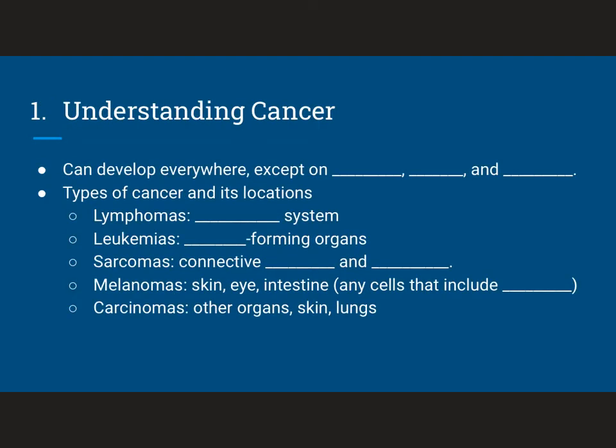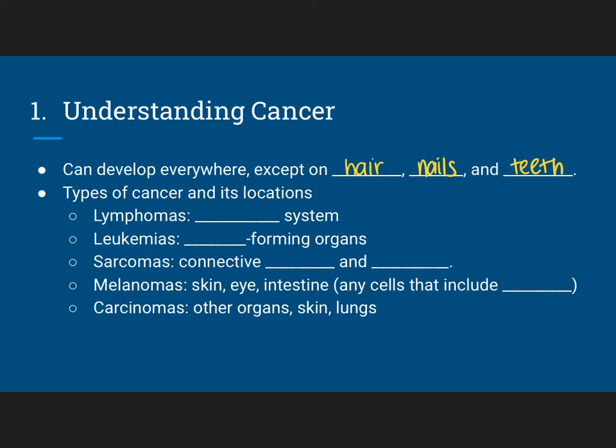First, we need to understand what cancer is and different types of cancer that you can find. Cancer can actually develop anywhere in your body except for 3 places. The first one is hair. The other parts are nails and teeth. These parts are not necessarily alive, and that's why you don't have cancer growing on these parts.